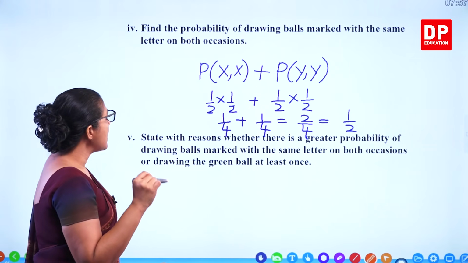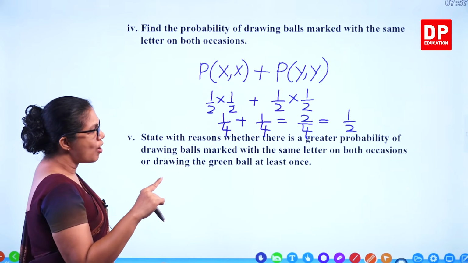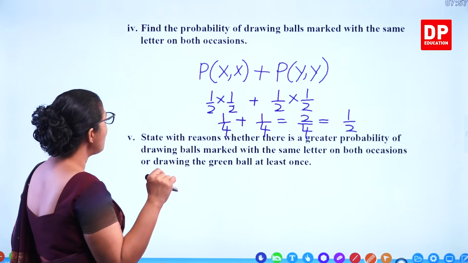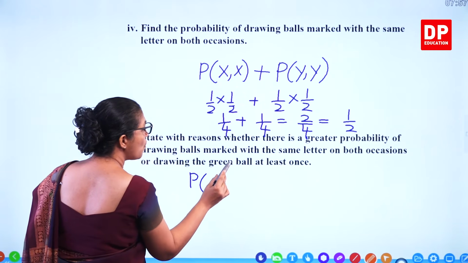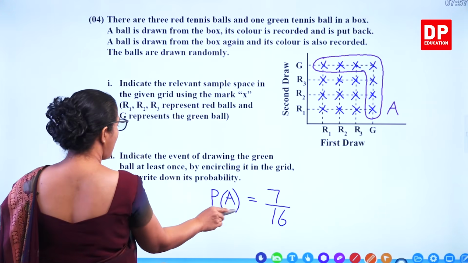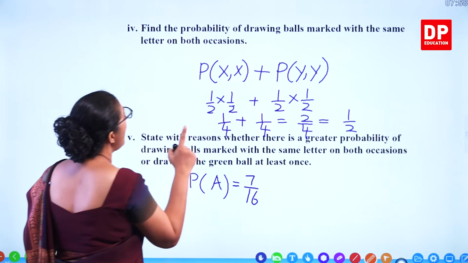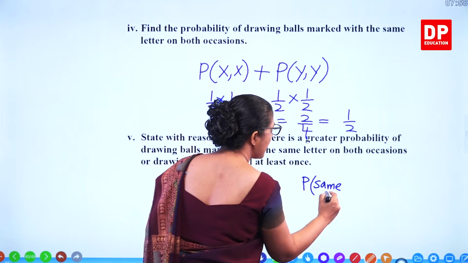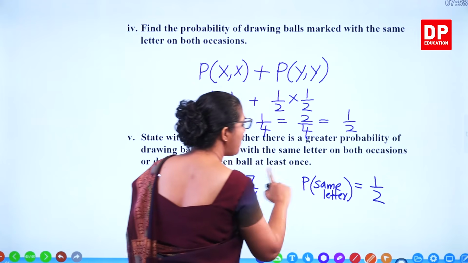Then the last part, state with reasons whether there is a greater probability of drawing balls marked with the same letter on both occasions or drawing the green ball at least once. So we found out what's the probability of getting green ball at once. That was in part 2. 7 over 16. That's 7 over 16. And what's the probability of getting same color? Not same color, same letter. We found out that's half. You need to compare these two.